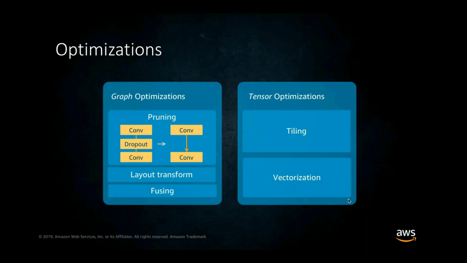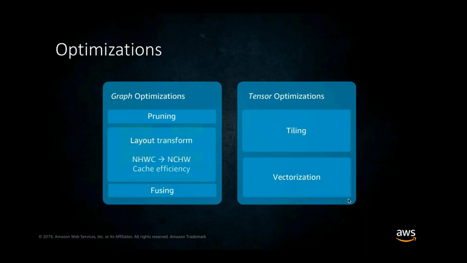Then the next optimization is the layout transform. When you load an image with OpenCV, then typically your image will be loaded with height, width, and color channel. And in deep learning, we also have another dimension, the batch size N. But for accessing caches, it's much more efficient to have the layout batch size, color channel, height, and width. So to have the color channel in the second dimension. And that's something SageMaker Neo will do for us to improve performance.